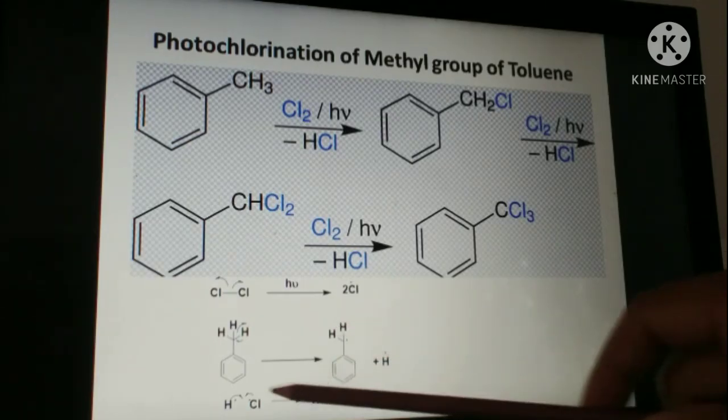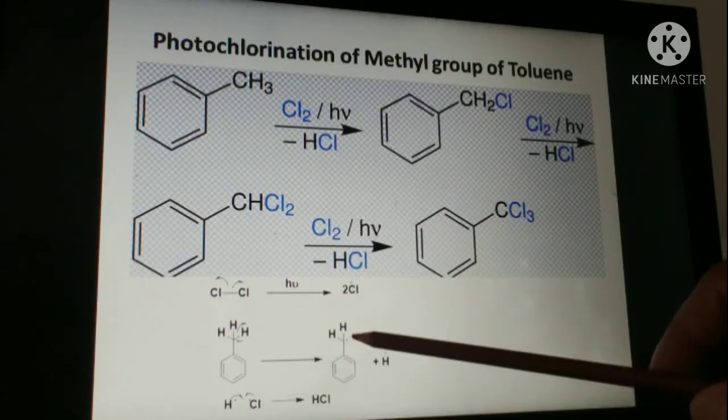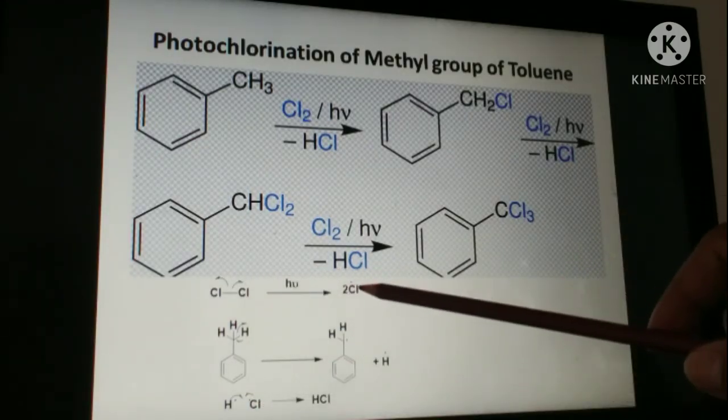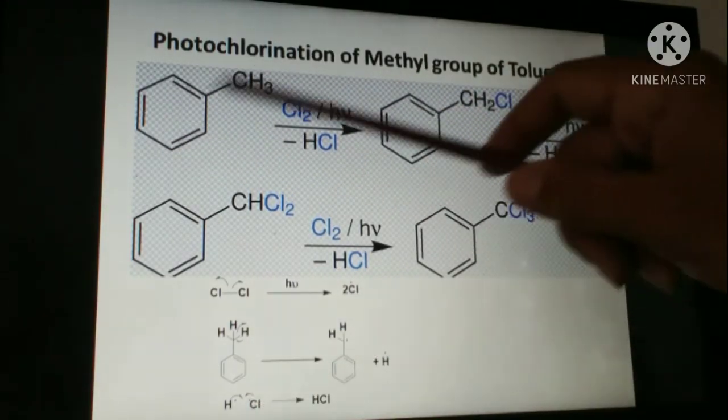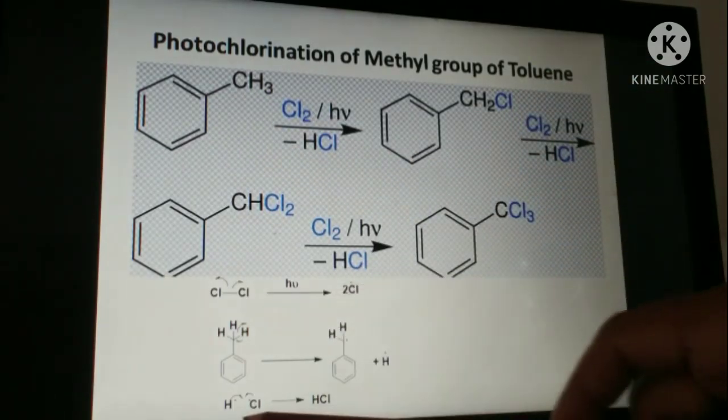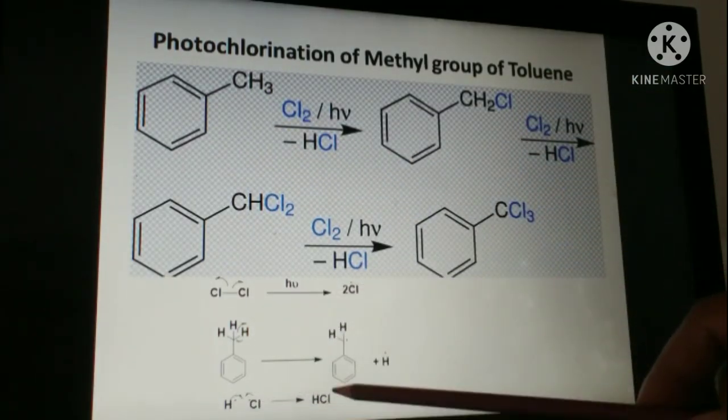This methylene radical then combines with this chloride radical to produce this chlorinated toluene molecule. So another chloride radical combines with this hydrogen radical to produce HCl.